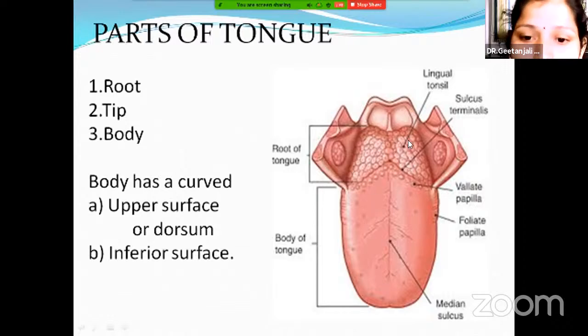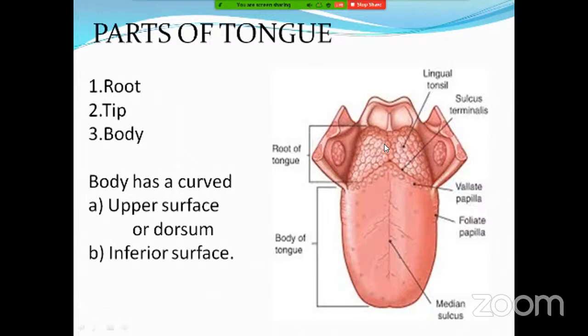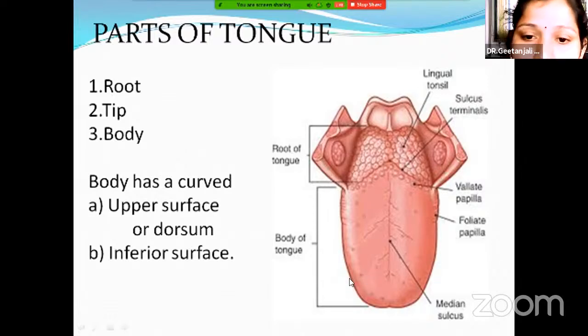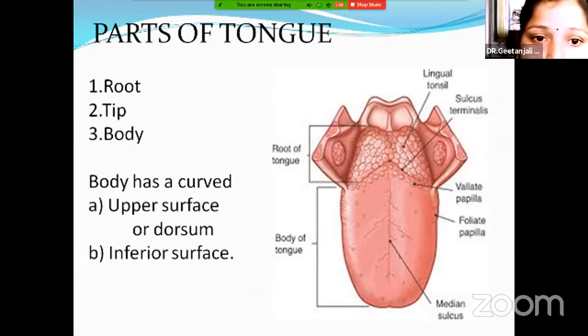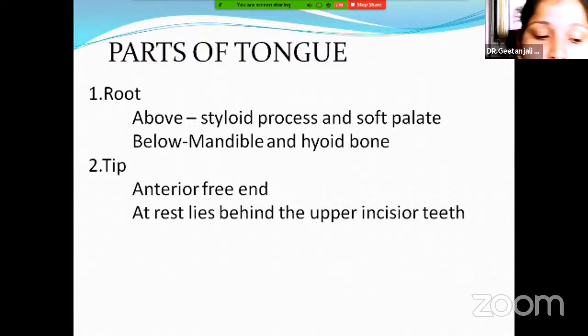There are three parts of the tongue, or in external features there are three parts of the tongue. See here, this is root of the tongue, this is body of the tongue, and this is anterior free end, which is called as tip of the tongue. So body has a curved upper surface or dorsum. This is upper curved surface or dorsum of the tongue, and behind this there is the inferior surface of the tongue. Now we will see the parts of the tongue in detail.